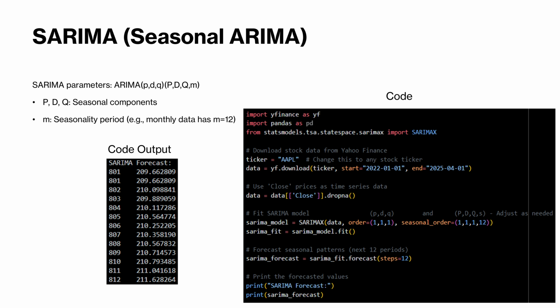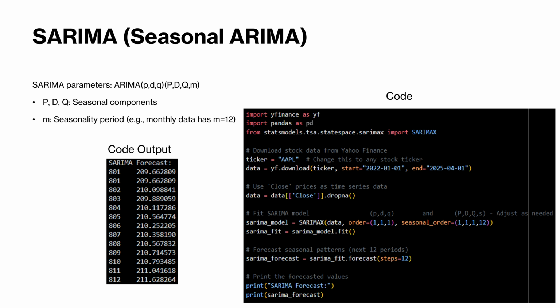SARIMA extends the classic ARIMA framework by adding a set of seasonal terms, letting us capture patterns that repeat at regular intervals, like monthly or quarterly effects in financial time series. In a SARIMA model, you still have the non-seasonal parameters, p, d, q, that govern how past values and errors contribute to forecasts, but you also specify seasonal parameters, P, D, Q, and the season length m, for example, 12 for monthly data, to explicitly model those cyclical swings.